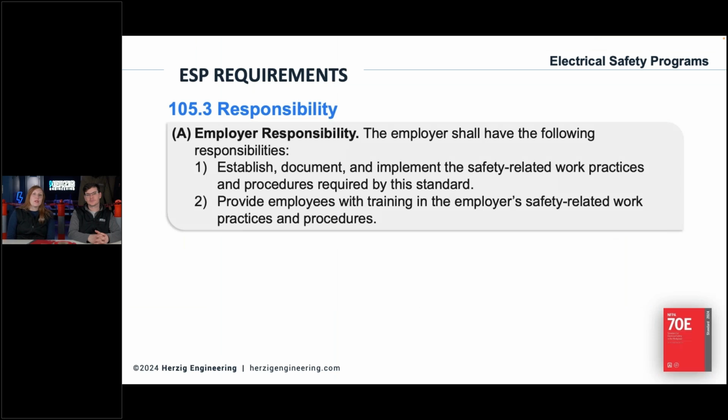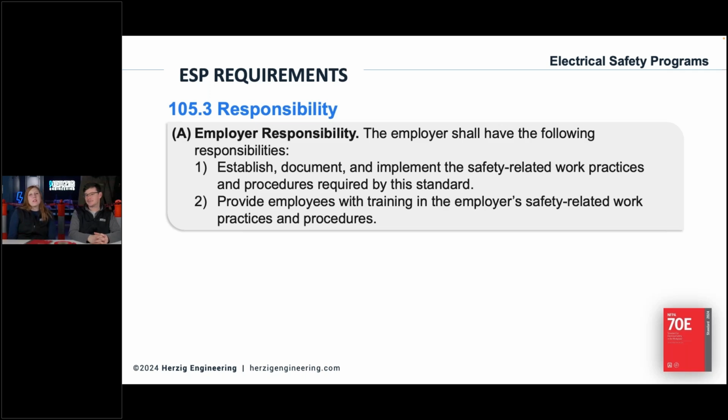Because it is the employer's responsibility to have an electrical safety program: establish, document, and implement safety-related work practices and procedures that are required by the NFPA 70E. The other side of it is oftentimes people have the program, but they don't train over it. And so the second piece is very important: provide employees training. You can't expect people to follow practices that you've never told them about, okay?